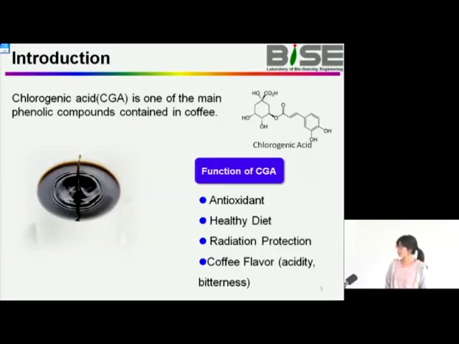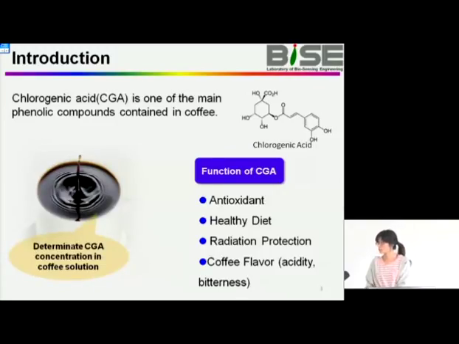As we all know, coffee is one of the most popular beverages all over the world. Chlorogenic acid is one of the main phenolic compounds contained in coffee. This is the molecular structure of chlorogenic acid. Chlorogenic acid has antioxidant properties. It can prevent body cells from oxidation. It plays an important role in a healthy diet. It can prevent people from radiation harm. It also contributes to the formation of coffee flavor, such as acidity and bitterness. So based on these functions, determining CGA concentration in coffee solution becomes necessary.